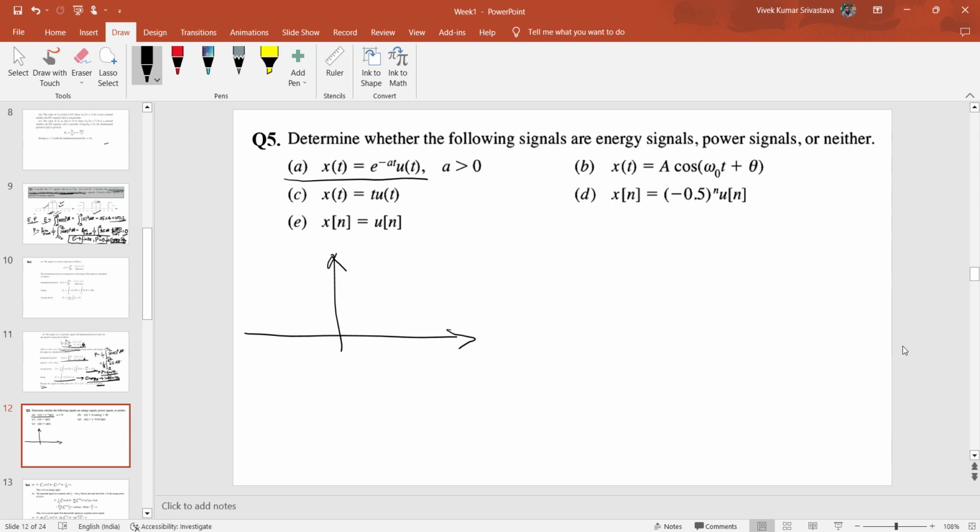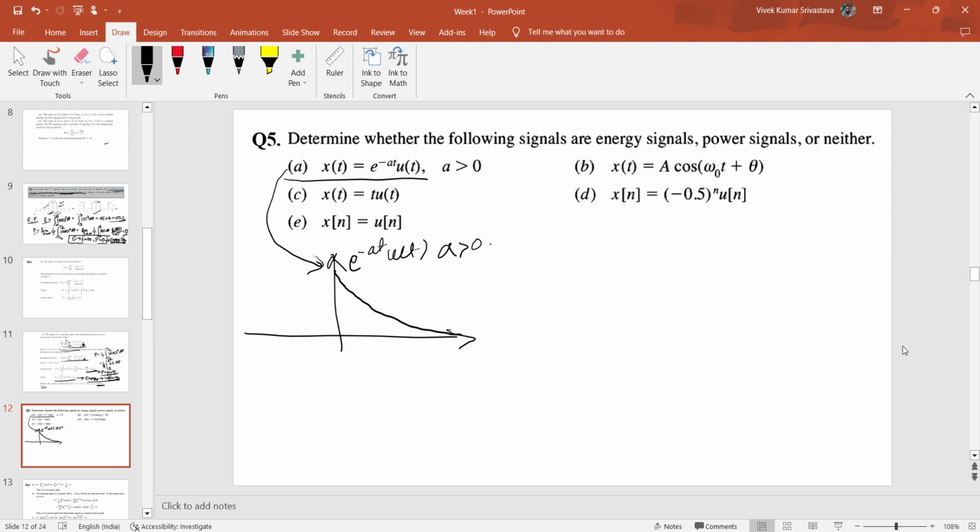Once you plot the signal x of t, it will look like this: e raised to the power minus a t into u of t, where a is positive here. So this signal will look like this. So from here we can say that it is also a kind of bounded signal.